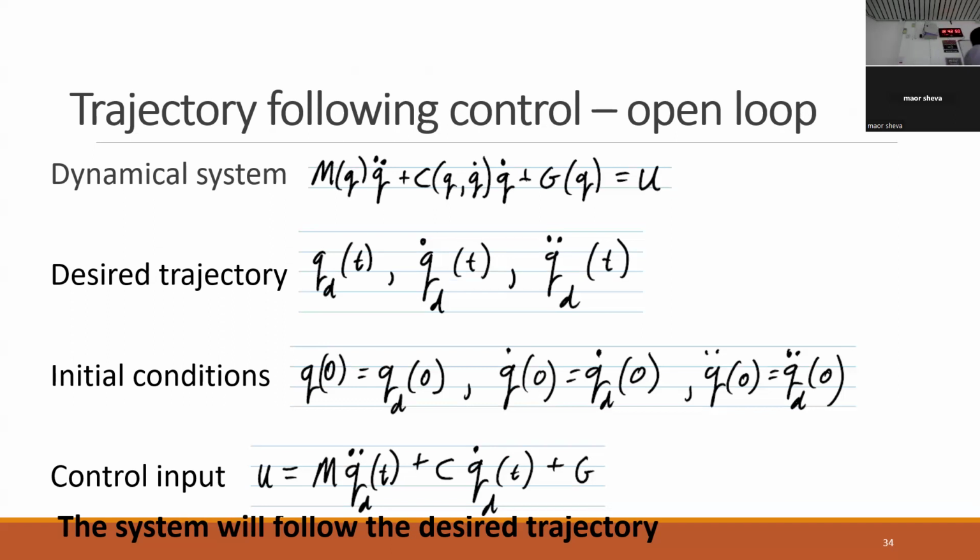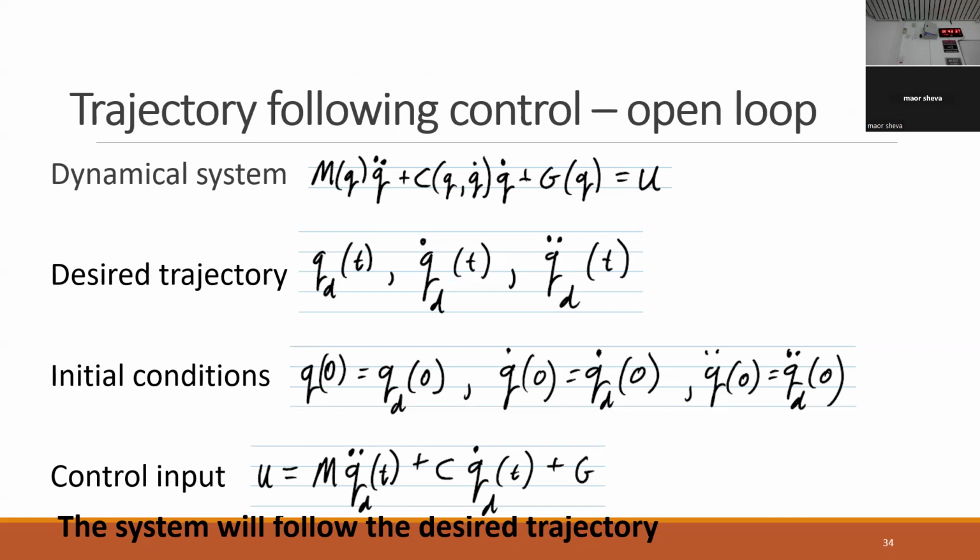We also have initial conditions where the system starts. q(0) equals qd(0), and q dot at time 0 is also qd dot at time 0, and so on, q double dot. So it means that the system starts at time 0 on the desired trajectory.